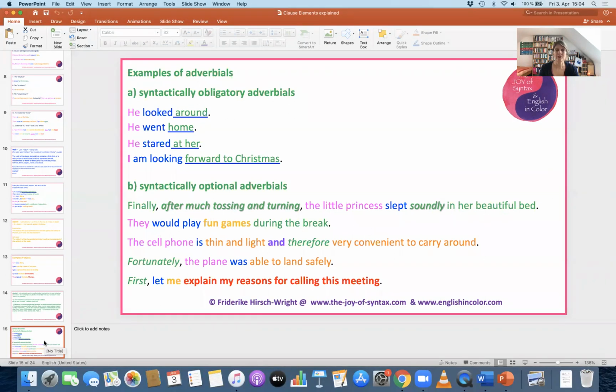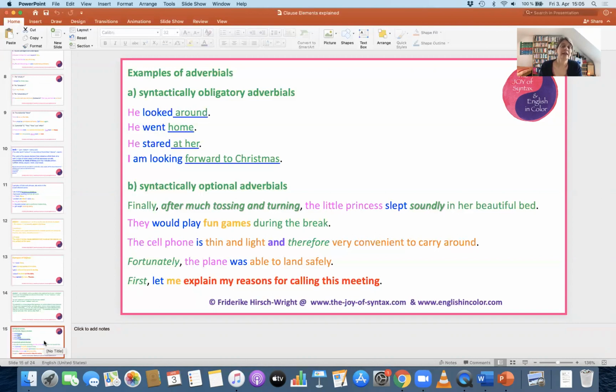To go is also one of those verbs that can never appear alone. Sometimes when the context allows it, if it's perfectly clear where you are going, the adverbial can be implied, but it will have occurred before in the text. So strictly speaking, there is always an adverbial with the verb go. He stared at her. I am looking forward to Christmas. Those are examples of obligatory adverbials. If we don't add them in these particular sentences, the sentences are syntactically incomplete.